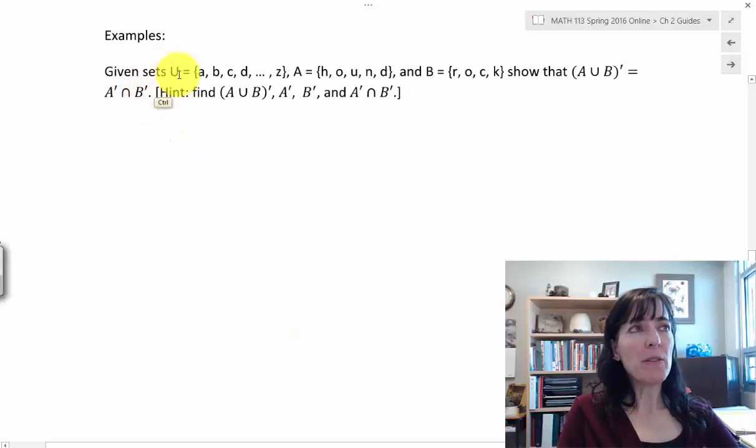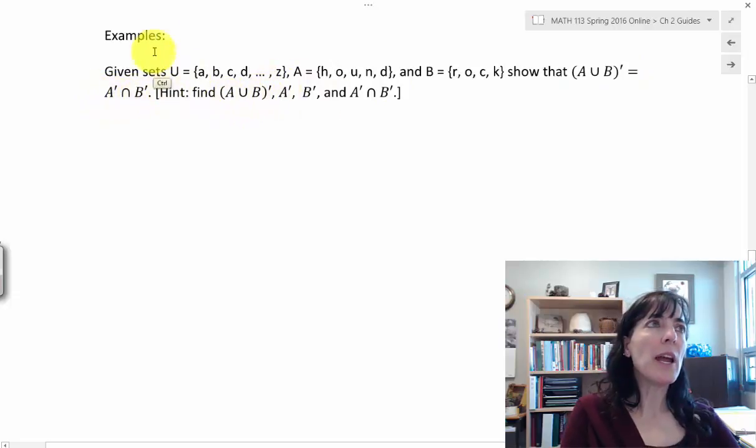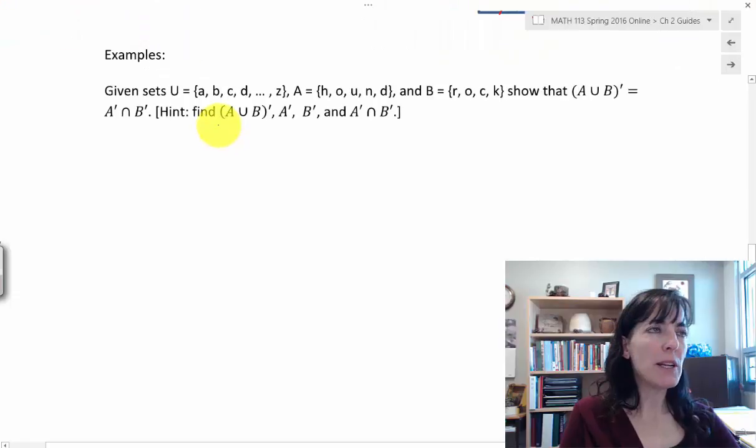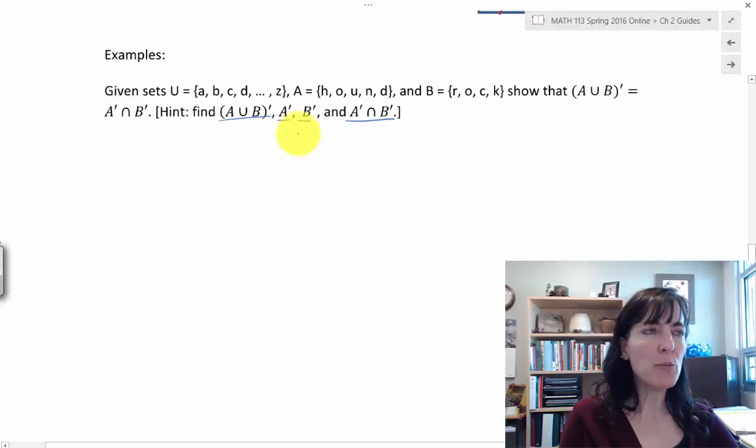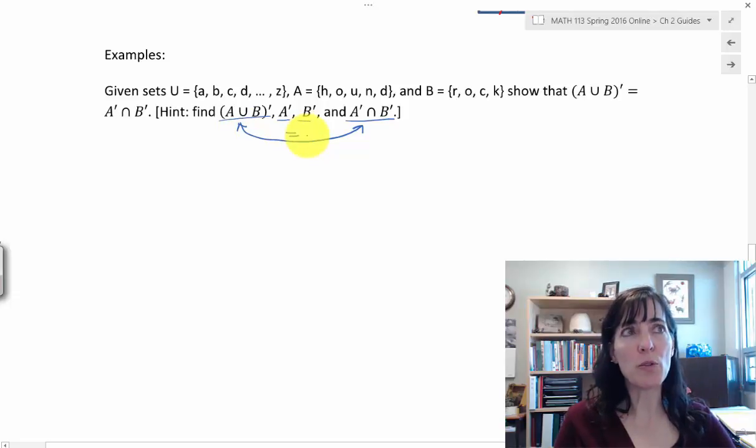Here's an example. Given set U is the letters of the alphabet, set A is the letters that spell hound, B is the letters that spell rock, we want to show that A union B complement equals A complement intersect B complement. Our hint is to find A union B complement, find A complement, B complement, and then finally find A complement intersect B complement, and that should be equal to the A union B complement. Those two, we should end up seeing equality to sort of prove De Morgan's law for a particular example.